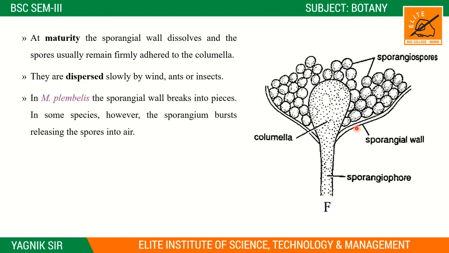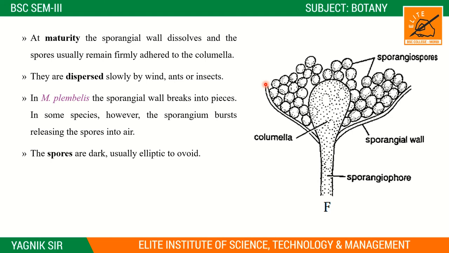In Mucor flavus, the sporangial walls break into pieces. So these are exception cases. And in some species the sporangium bursts, releasing the spores into the air. Many times pressure builds up inside, because there are so many sporangiospores, and because of this pressure the wall breaks and all the spores move out into the air.